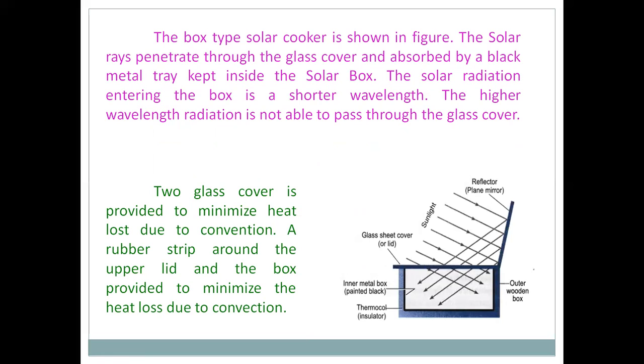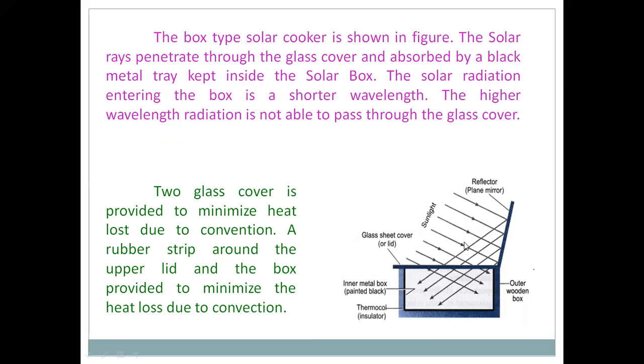The solar rays penetrate through the glass on the top of this box. This is filled with a glass plate, and the inner side is painted black, because we know black paint will absorb all the radiation, so that the temperature increases sharply. The solar radiation entering this box is of a very short wavelength. The longer wavelength is blocked by this glass plate.